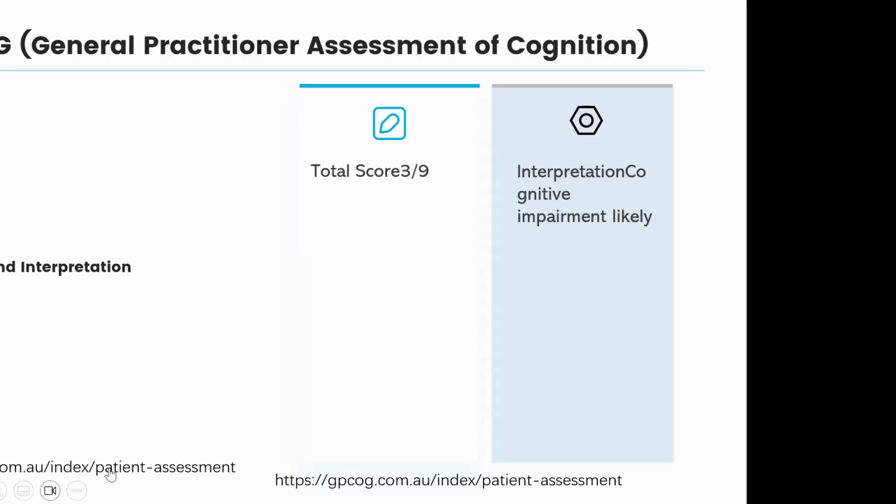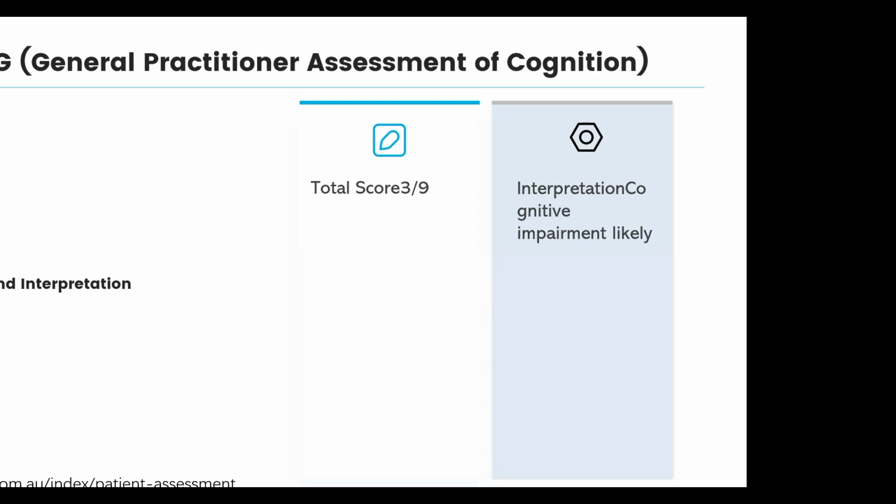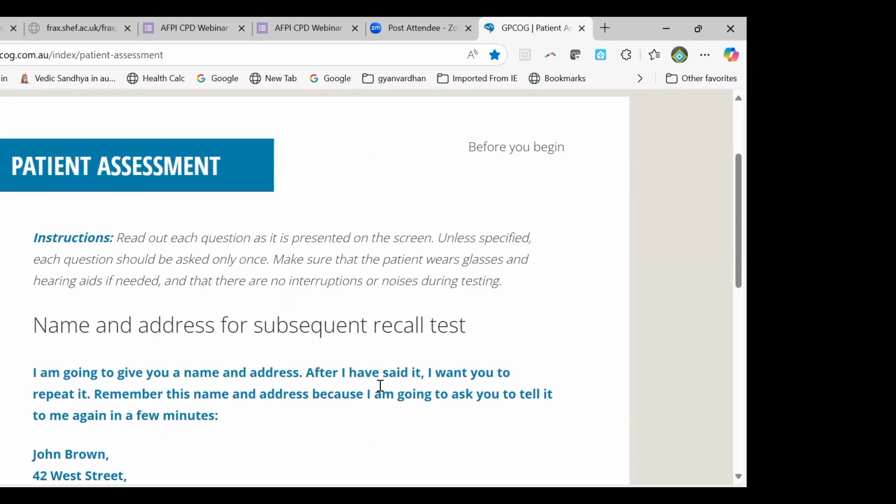Now, it can be done online. It can be done as an inpatient assessment. It depends upon what resources you have. So usually you ask about 4 questions. And can you see this? I'm going to show you. This is the GPCOG score, patient assessment.